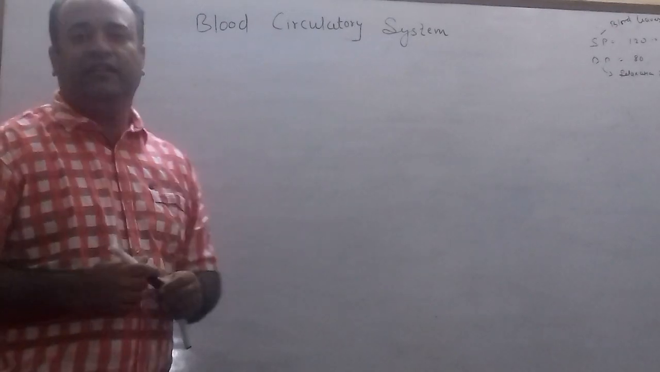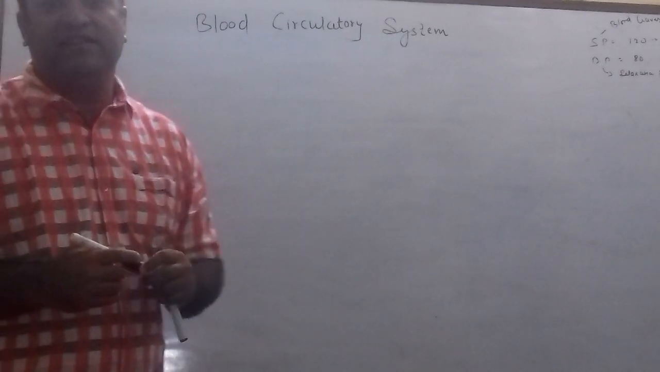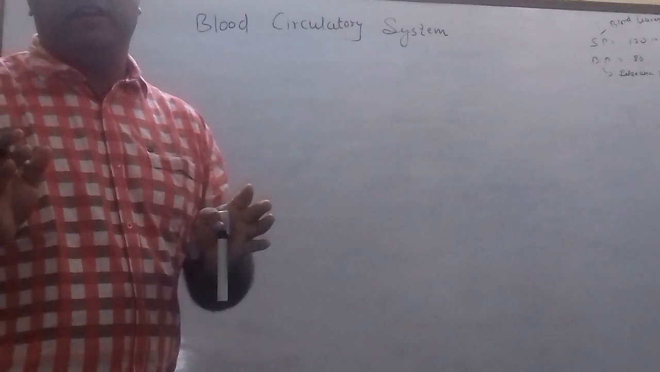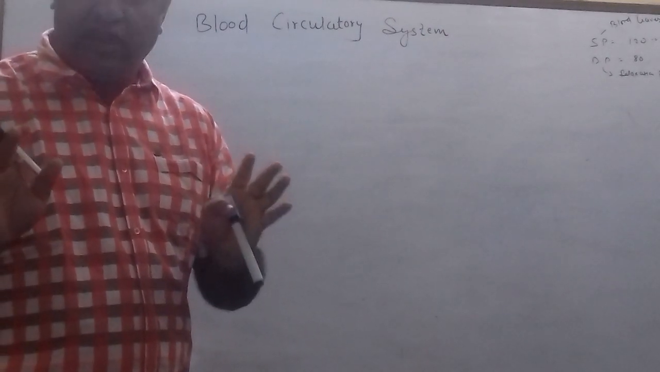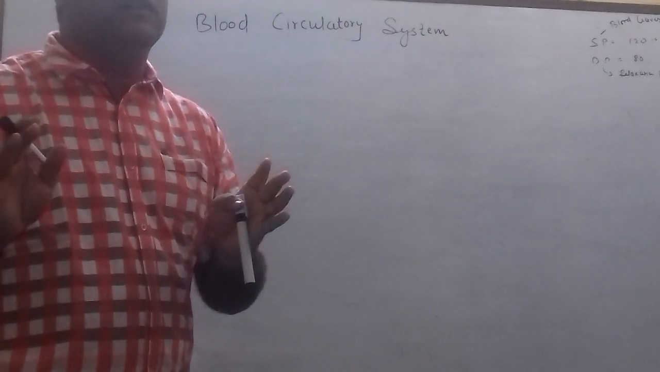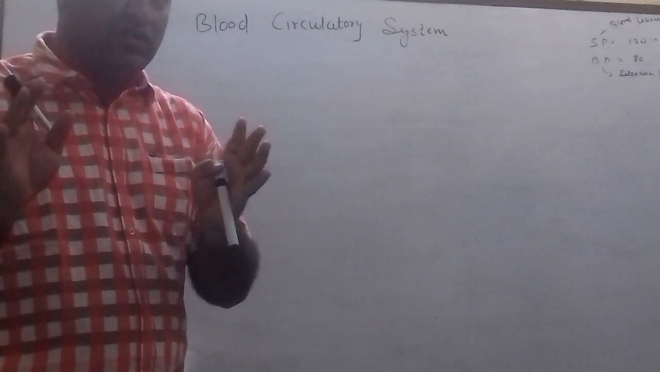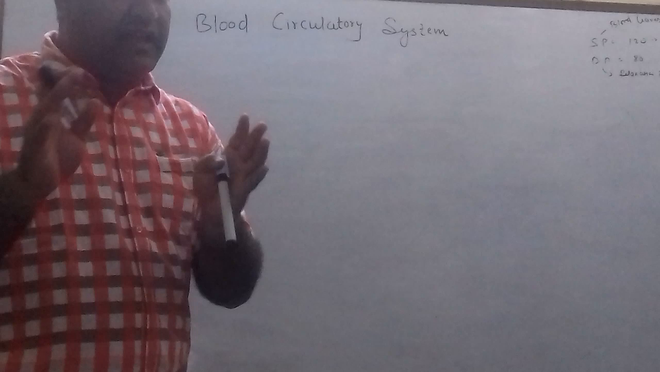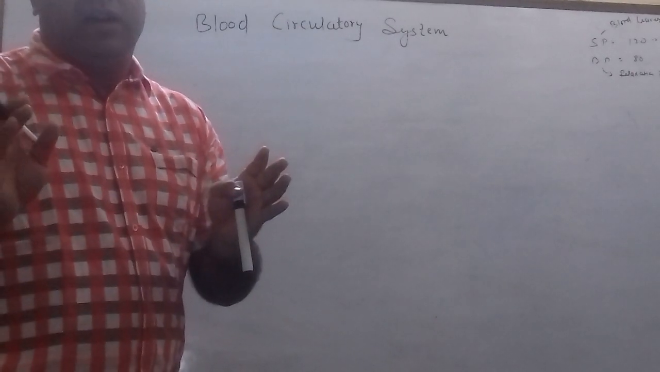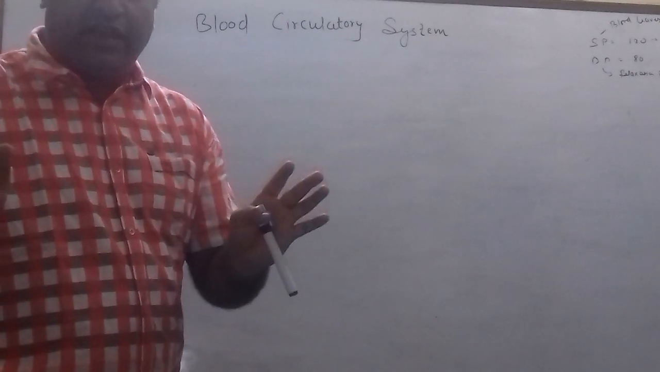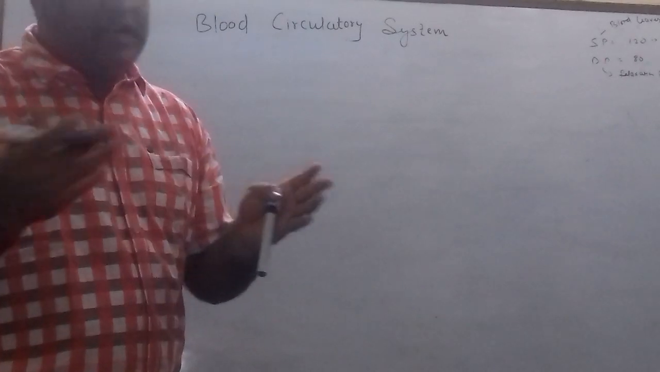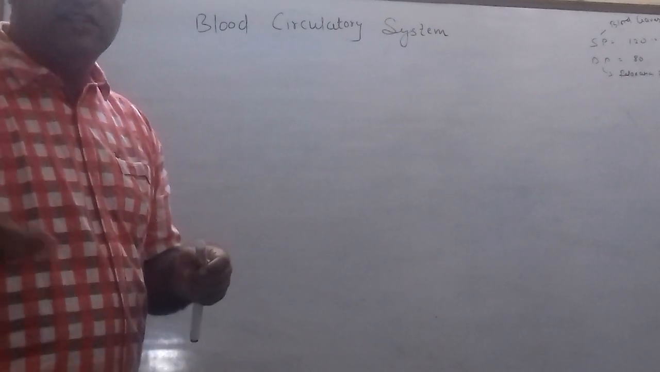Today we are taking the topic of blood circulatory system in human beings, and it is for class 10th only. First of all, we will learn the basic idea about the circulation. The diagram which I am going to make is just for understanding. So let's have a look and revise it with me quickly.